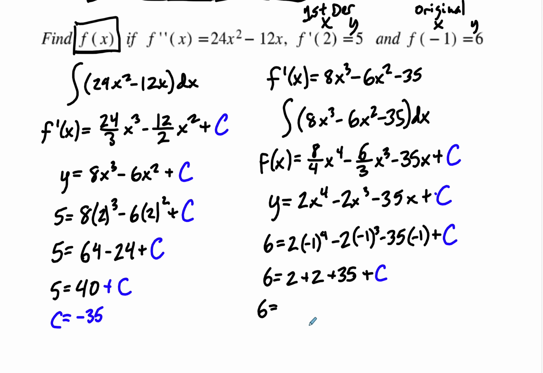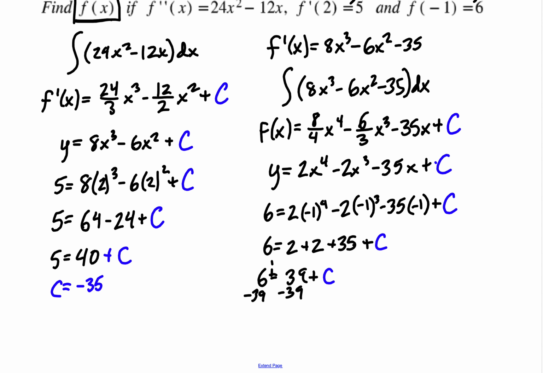So we've got 6 equals 39 plus c. And if we move the 39 over, we subtract 39 here, we get that c equals -33.